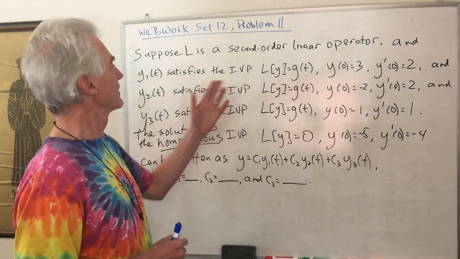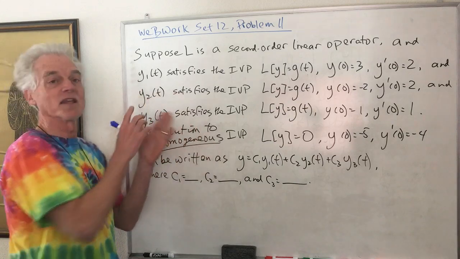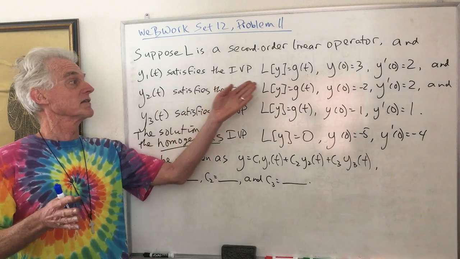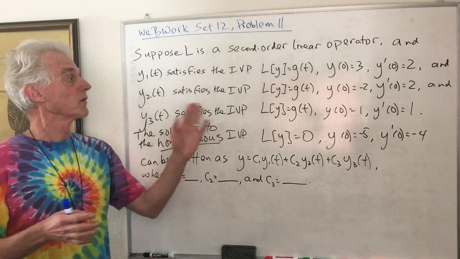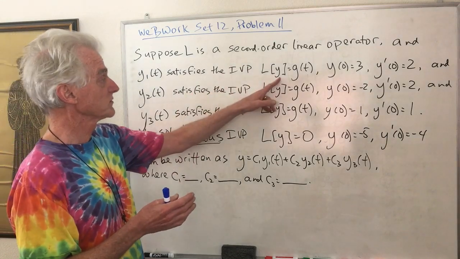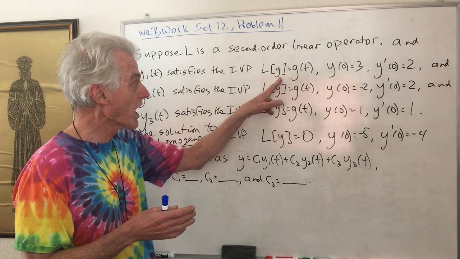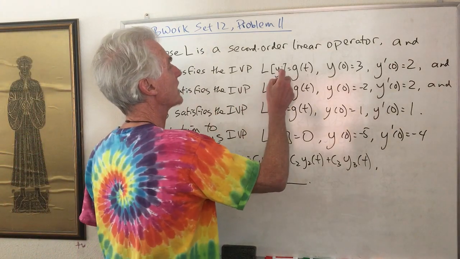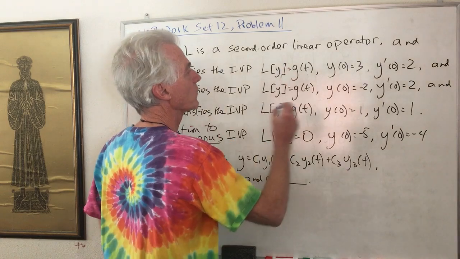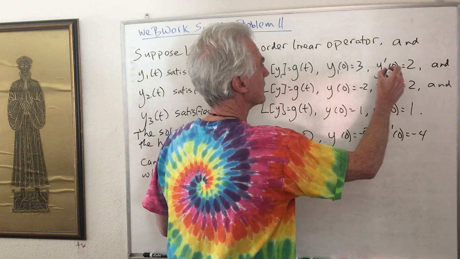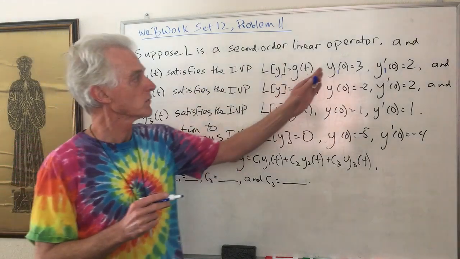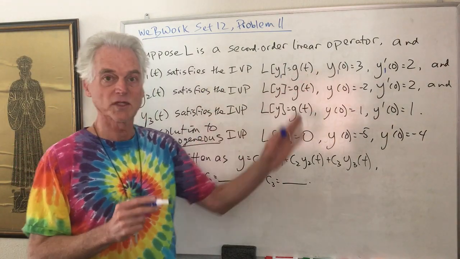Now the first thing is, what does it mean to say that y1 of t satisfies this initial value problem? What it really means is if I replace the unknown function y by y1, it's true. So in other words, I could just turn this y into y1. Okay? So L of y1 is g of t. y1 of 0 is 3, etc.